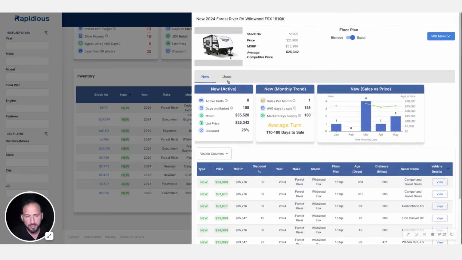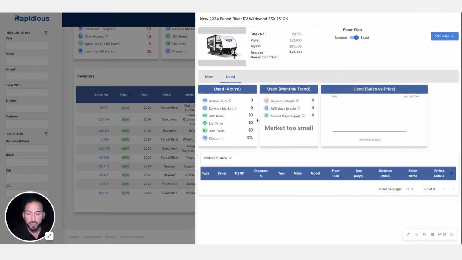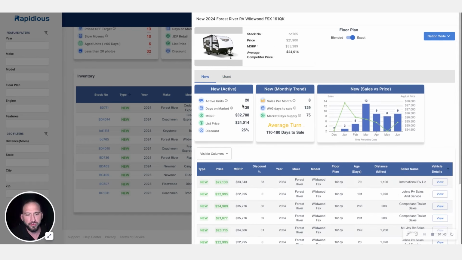In addition to that, you can click here and look at any used that are for sale. As you can see, there aren't any right now, at least in a 500-mile radius. But you can step that up and you can go nationwide. So even nationwide, there aren't any for sale. But as you can see, you've got 20 units to compare against.